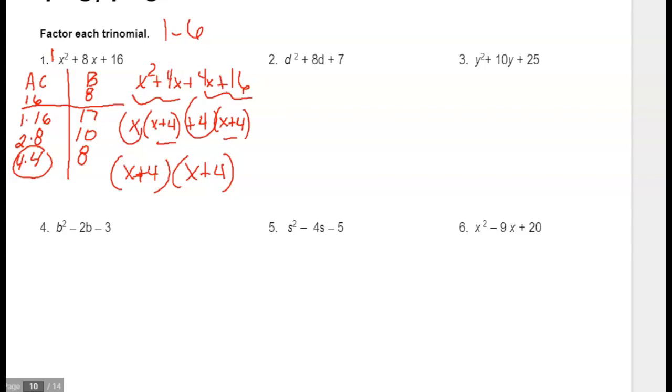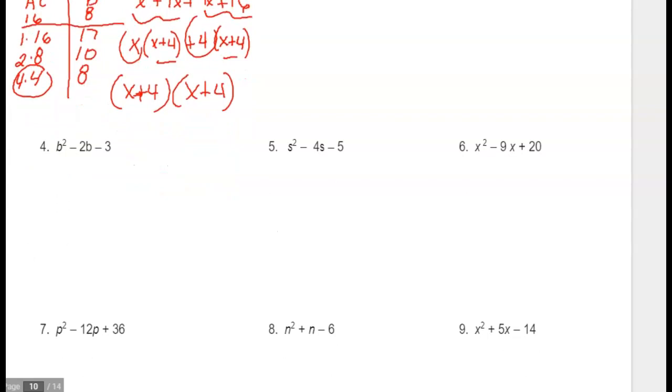Okay, let's do another one. I'm going to come down here. And my A times C here, 1 times negative 3 is negative 3. And then we need to add to get a negative 2.